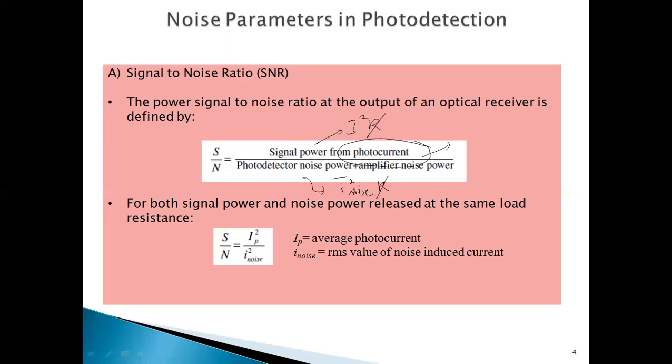Then the signal to noise ratio can be calculated simply as the ratio between I P squared and I noise squared. P stands for the photocurrent, and I noise is the RMS value of the noise induced current, as we have discussed before. Based on this definition, I noise squared is the mean square value, so I noise is the root mean square of the noise current. That is what determines the signal to noise ratio for our photodetector.